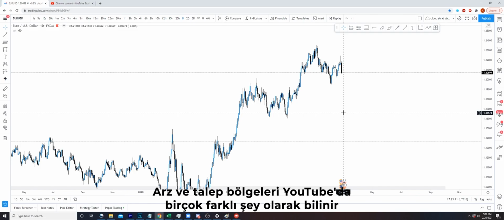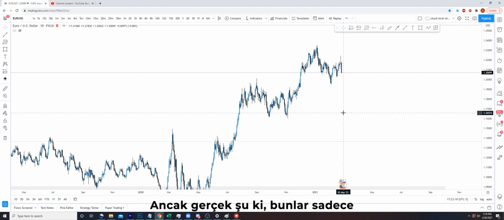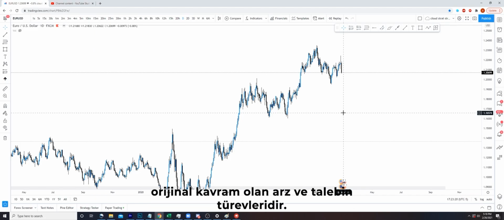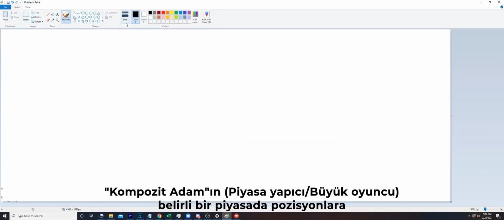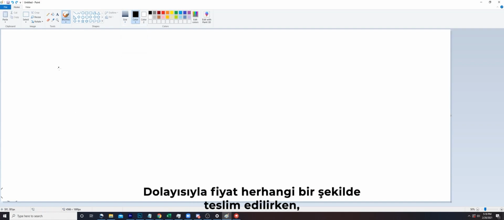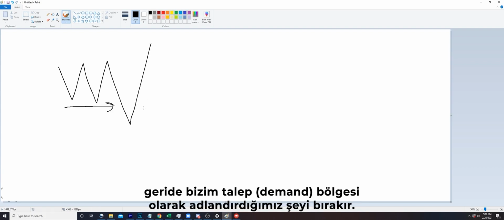Now, supply and demand zones are known on YouTube as many different things, and many other YouTubers call them multiple things. But the reality is they're just derivations of the original concept, which is supply and demand. And the idea of supply and demand ultimately is that as price is moving, the Composite Man needs to get involved in two positions in a given market. So as price is being delivered in any given way, the move against price through liquidity and the continuation away leaves behind what we refer to as a demand zone.